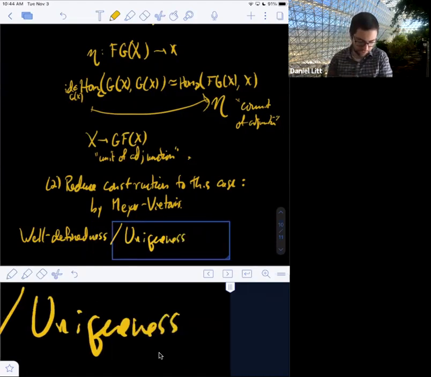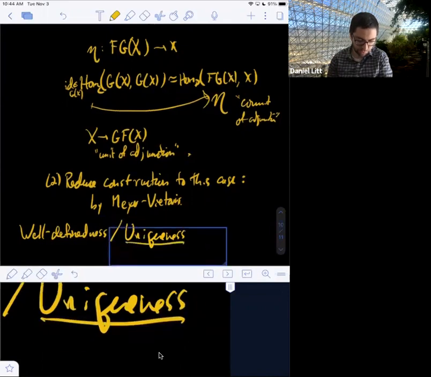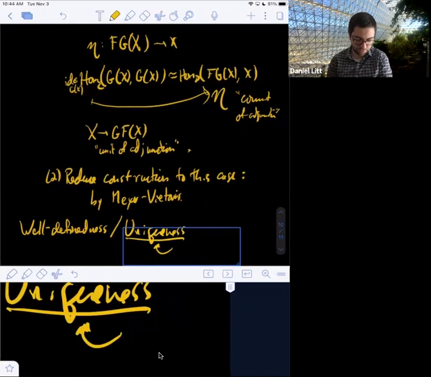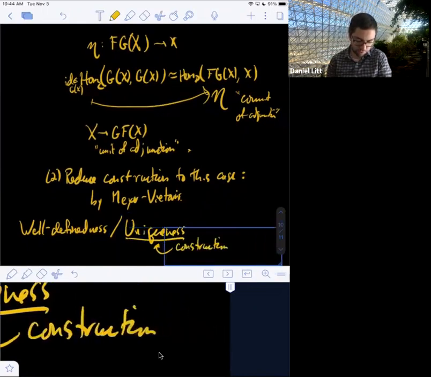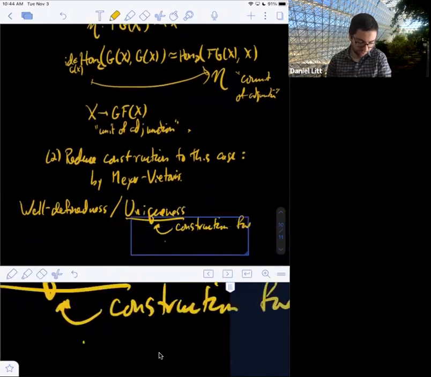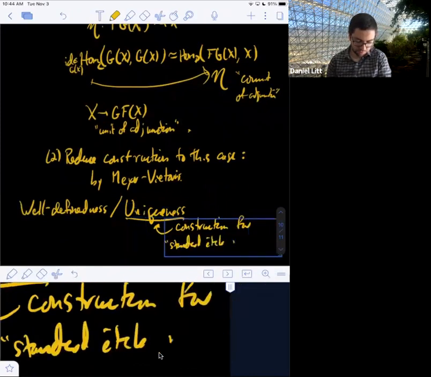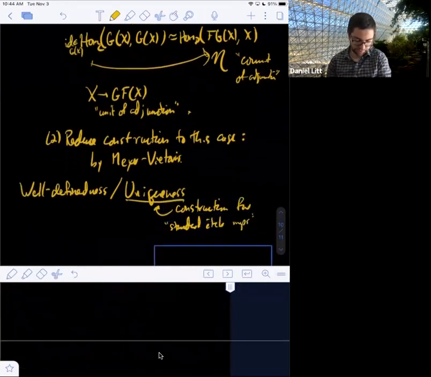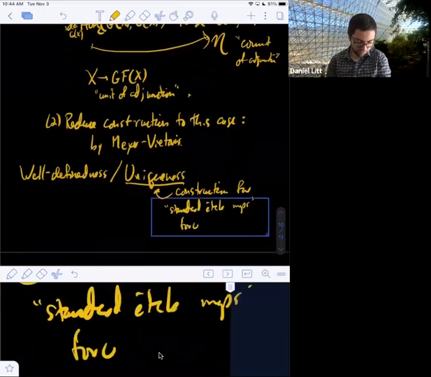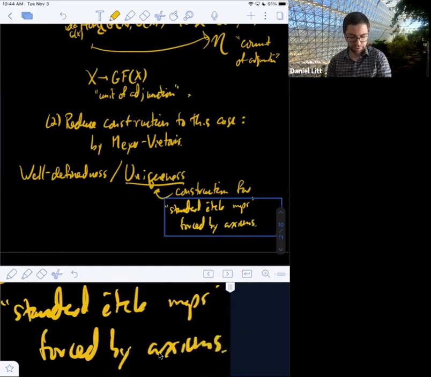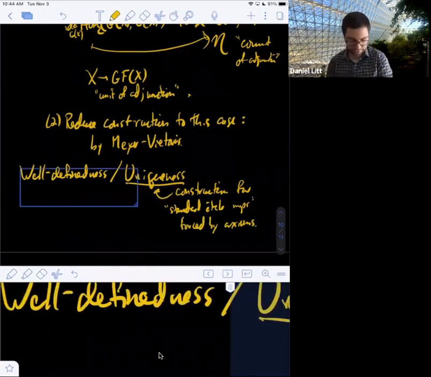Well, uniqueness is not so bad. So uniqueness: our construction earlier was forced by the axioms. So the construction for so-called standard Etale maps was just forced by the axioms. So the hard part is well-definedness.